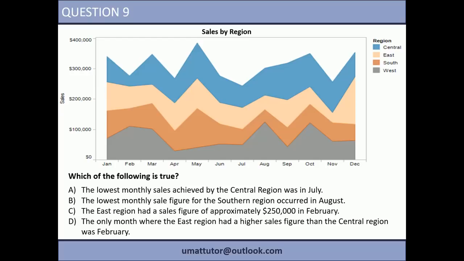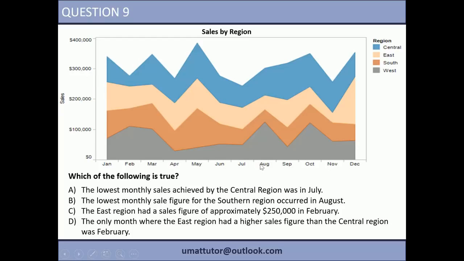Question 9. Now this style of graph isn't particularly difficult once you know how it works, but I think there's a big trap that a lot of people fall into, so I'm going to go through it in this question. So in this particular graph, we're looking at sales by region. Now you can see the different regions are given here on the key, so each different color represents a different region. And on the left-hand side, we have the sales, and you can see at the bottom, this is going month by month.